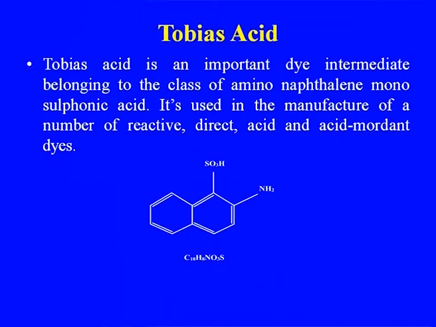Tobias acid is an important dye intermediate belonging to the class of amino-naphthalene monosulfonic acid. It is used in the manufacture of a number of reactive, direct, acid and acid-mordant dyes.